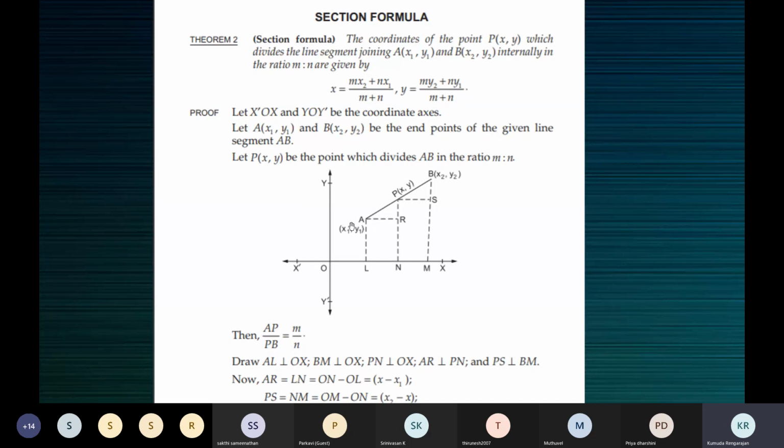We should be given the address of A, the address of B, and also the ratio in which P divides AB, something like 4:1 or 5:2. You must know the address of A, the address of B, and the ratio AP is to PB. If you know all this, then by using the section formula, you can find the x coordinate of P and the y coordinate of P. That is, you can find the coordinates of the point P.